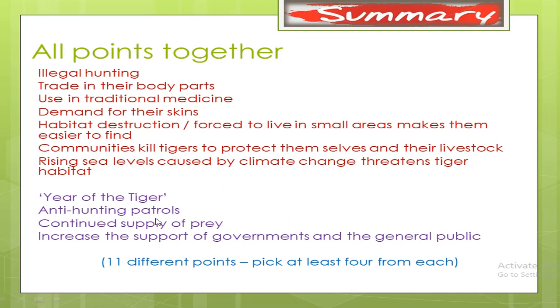Okay, so these are the points for the first part, the reasons for their extinction. And the second part: Year of the Tiger, anti-hunting patrols, continued supply of prey, increase the support of governments and the general public. So these points are also there. What we have to do is we need only 8 points. Totally there are 11 points here. We have to take 4 points from each, so collectively it will become 8.